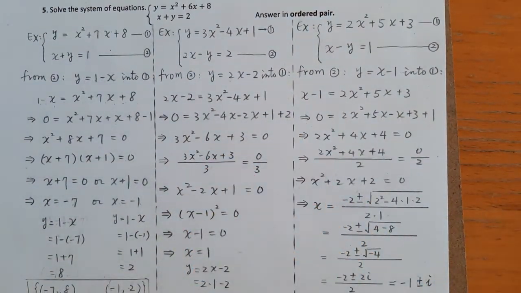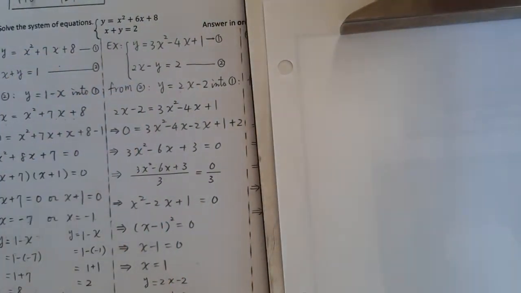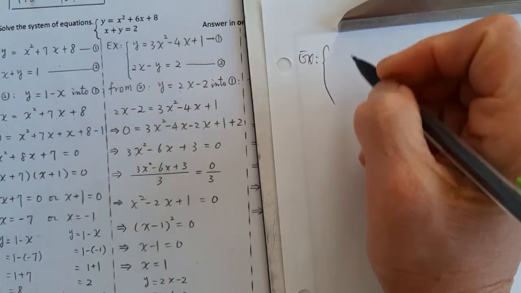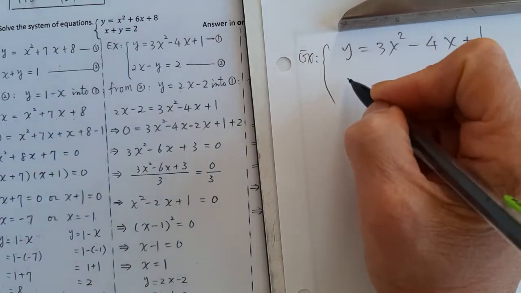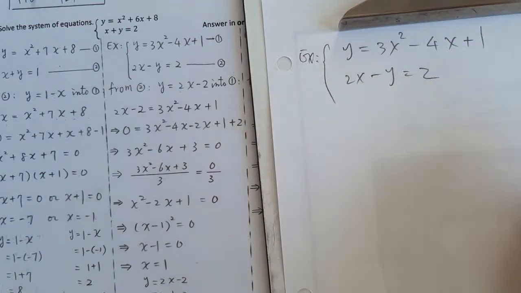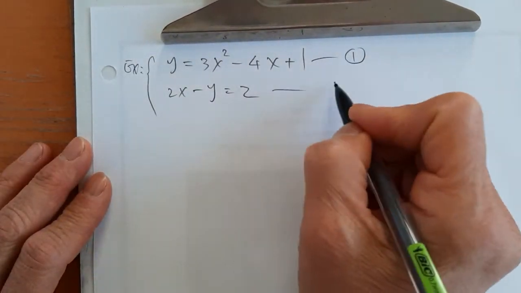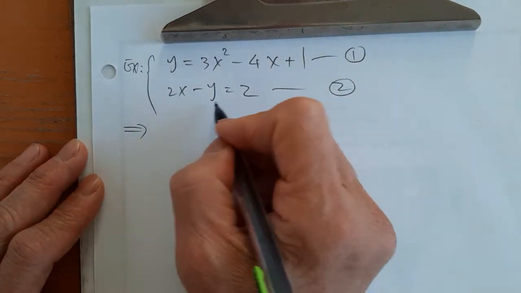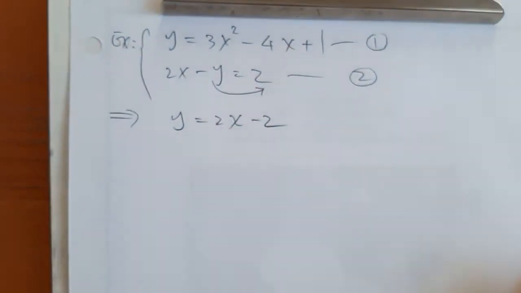Now, another example. This one is y equals 3x squared minus 4x plus 1, and 2x minus y equals 2. Also do it by substitution. This is the first equation, this is the second equation. You can solve for y. You move this over, so you get y equals 2x minus 2.